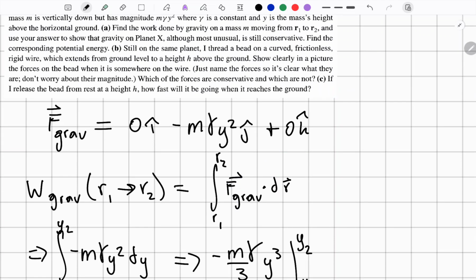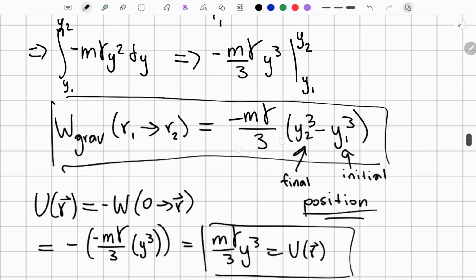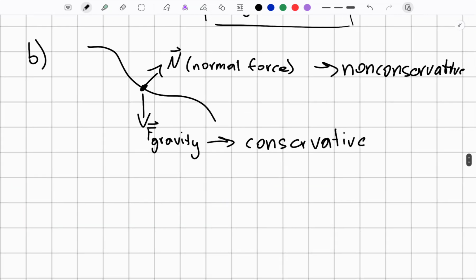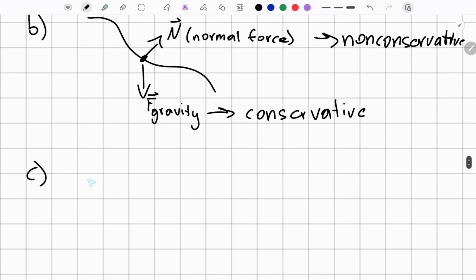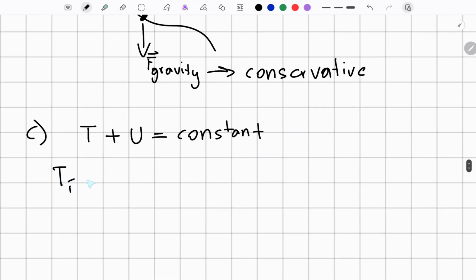Part C, we want to say if we release the bead from rest at a height of h, how fast will it be going when it reaches the ground. Now, because we have conservative and non-conservative forces, we're going to have to use the concept that our kinetic energy plus our potential energy, the total of those two, will be a constant value. This is the conservation of energy. So our initial kinetic plus our initial potential will be the same as our final kinetic plus our final potential.